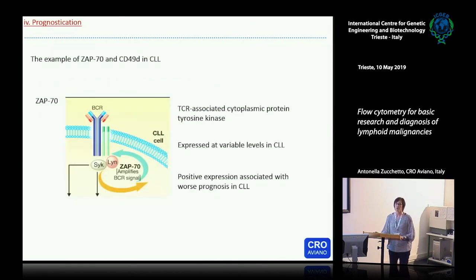Here I reported two examples in chronic lymphocytic leukemia, which are the expression of ZAP70 and CD49D. So ZAP70 is a TCR-associated cytoplasmic protein. It's expressed at variable levels in CLL, and a positive expression is associated with worse prognosis. But what does positive expression mean for ZAP70?